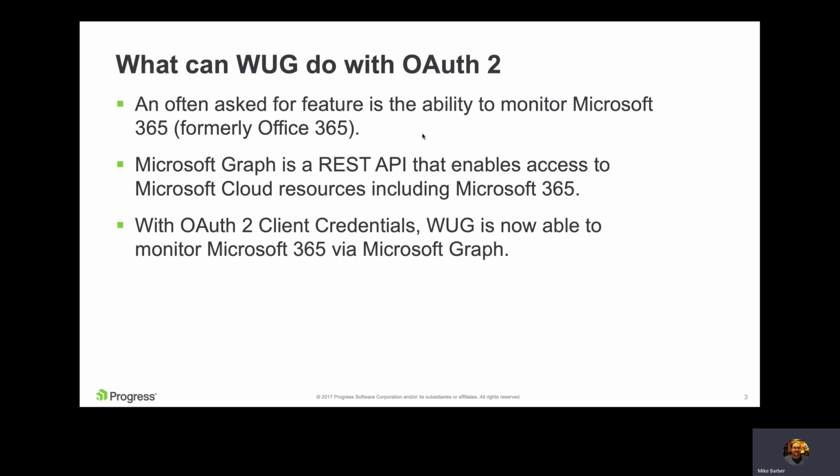An often asked for feature is the ability to monitor Microsoft 365. Microsoft Graph is a REST API that enables access to Microsoft Cloud resources, including Microsoft 365. With OAuth 2 client credentials, WUG is now able to monitor Microsoft 365 via Microsoft Graph.